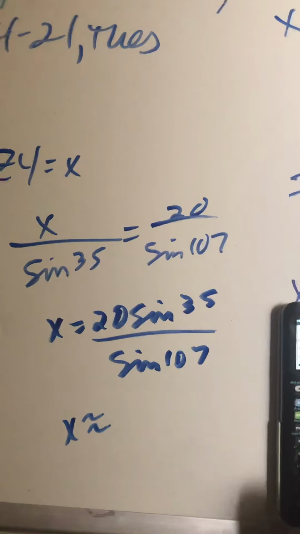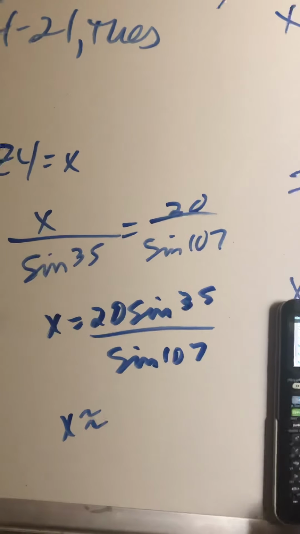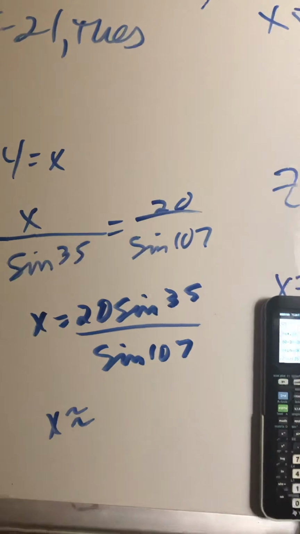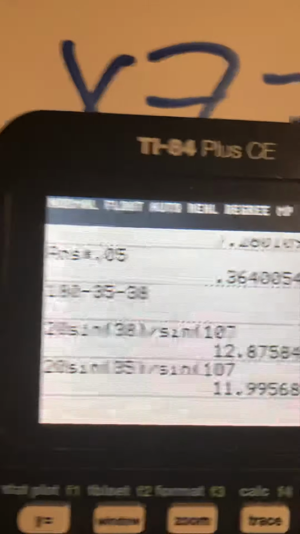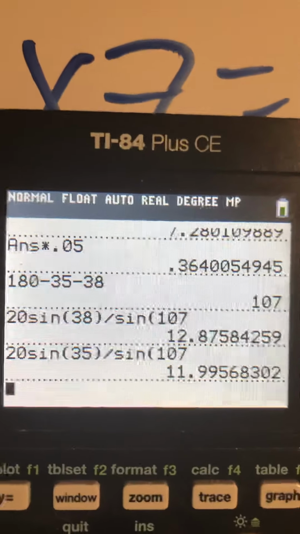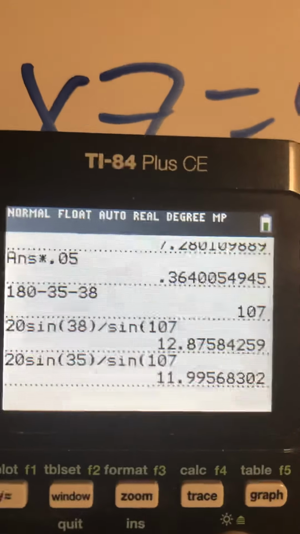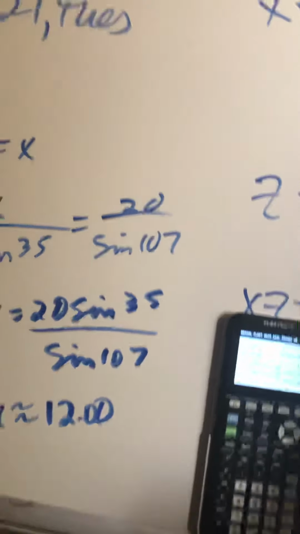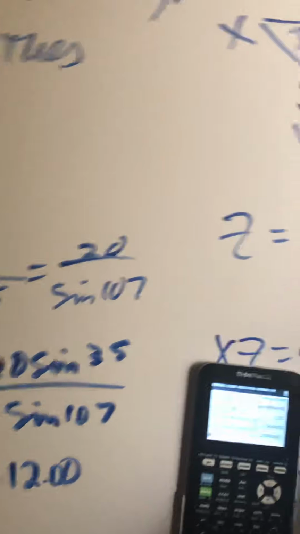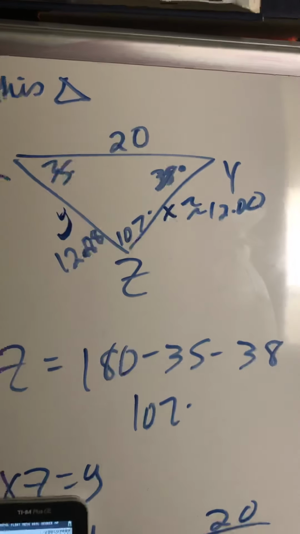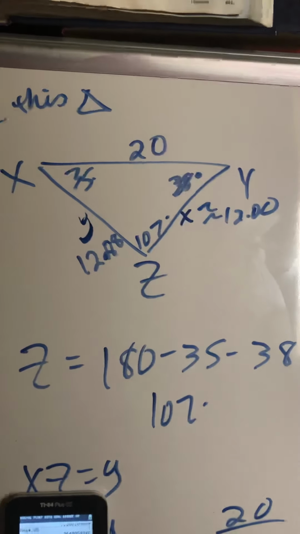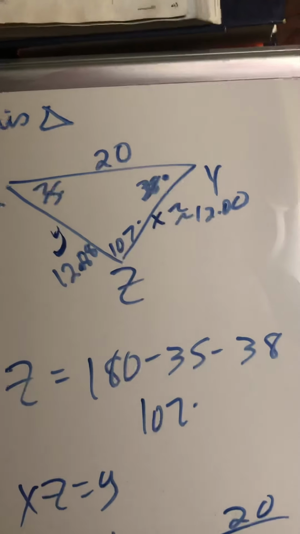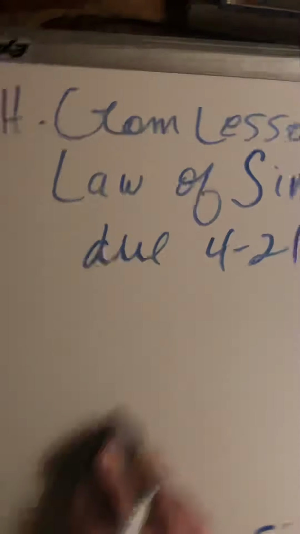So 20 sine 35, close parentheses, divided by sine 107. That's what it would look like. You get 11.9, and we'd have to round that to the nearest hundredth. So that's what the triangle looks like. That triangle is solved. I found everything about it: the missing angle and the two missing sides. Okay, so let's try another one.